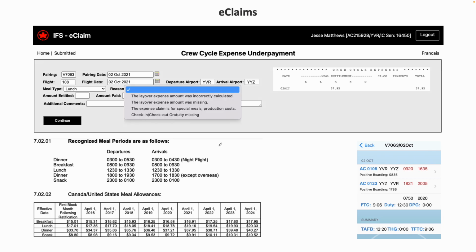We want to select the appropriate reason for our eClaim. There's really only two that we will ever use when we are eClaiming, and that would be the first two items, indicating that either the expense amount was incorrectly calculated or it was missing altogether. And in our case, it was missing. So this would be the option to select in the menu for this particular eClaim.